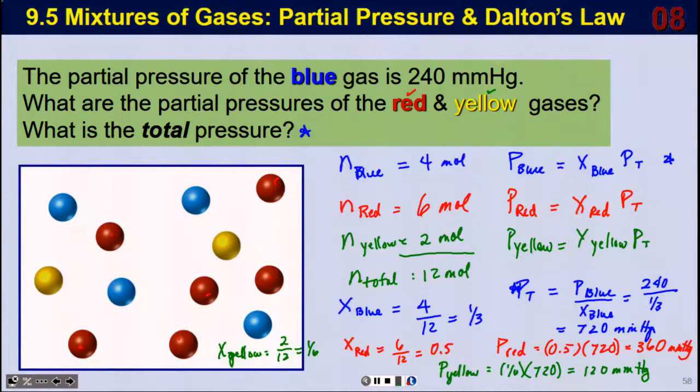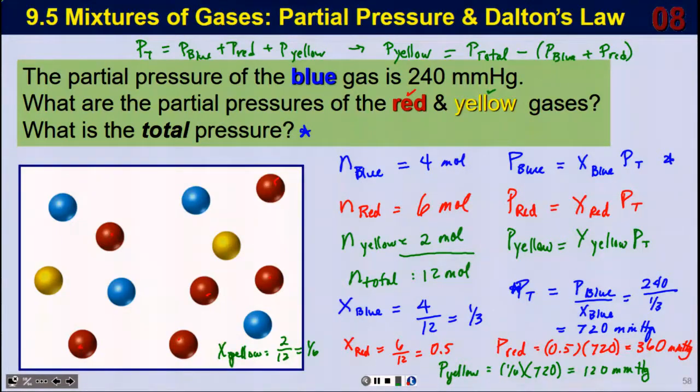Is there another way we could have determined the pressure of the yellow gas? Yes, because the total pressure is equal to the pressure of the blue plus the pressure of the red plus the pressure of the yellow, and we could have done it in a different order too. But the pressure of the yellow will also be the total pressure, and subtract from that the pressure of the blue plus the red. Blue plus pressure of the red. In other words, 720 was our total pressure, right? Total pressure down here.